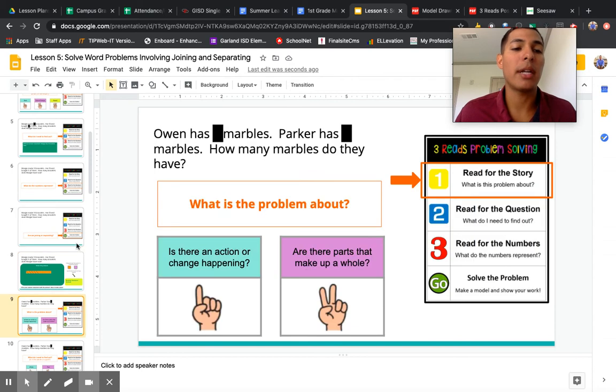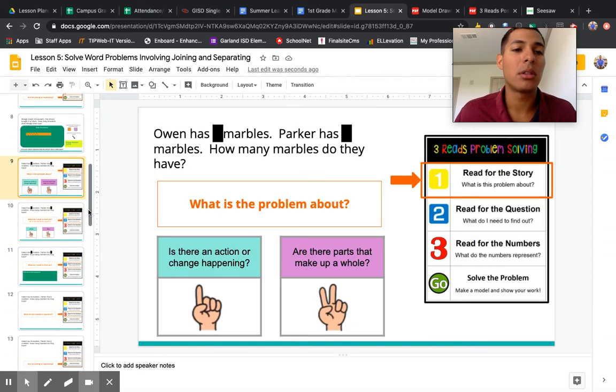Move on to our next one. Owen has blank marbles. Parker has blank marbles. How many marbles do they have? What is the problem about? Is there an action or a change happening? Are there parts that make up a whole and we're missing a part or we're missing a whole? What do we think? What are we thinking?